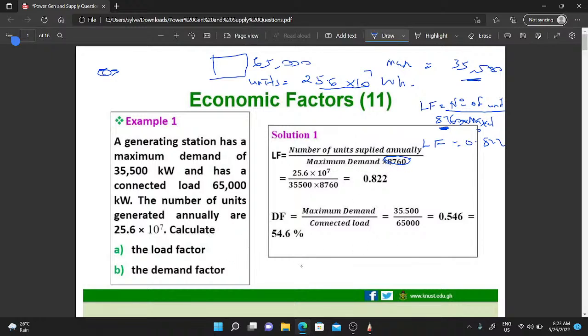The next one is to find the demand factor. The demand factor is equal to the maximum demand over the connected load. We have the maximum demand, we have the connected load, put them together. So the first thing is to write the parameters. If you write the parameters and then start solving, you will know the solution. It looks easy in our eyes here, but in an exam it might not come to you easily like that. But once you write the parameters down, you just know how to go about it. All right, so that's this question.